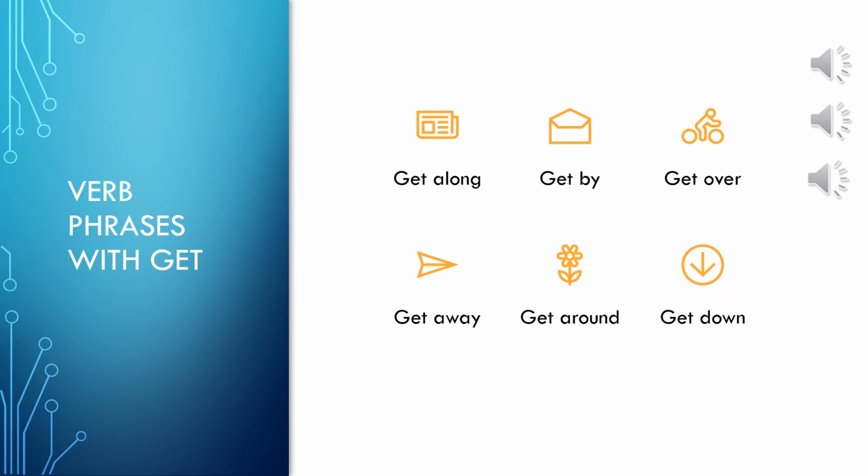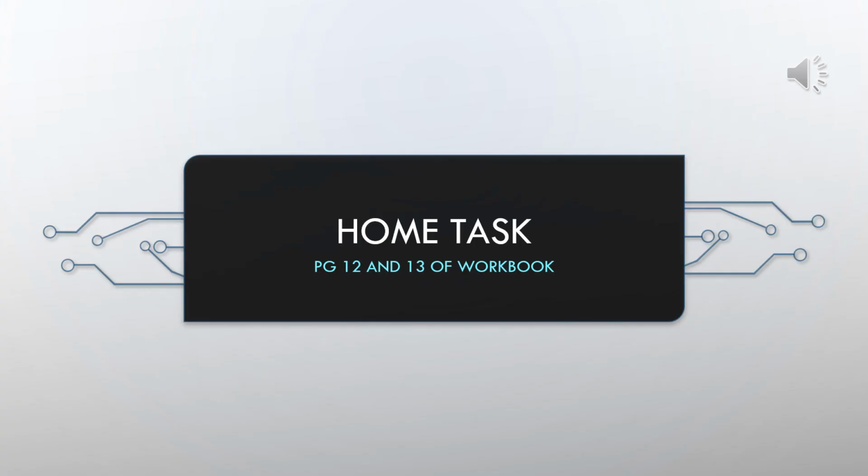Last one is get down. Get down is again a phrasal verb, and it means to move your body to a lower position, right? So my little brother climbed on the fence in our yard, so I told him to get down. I'm sure you have understood the meanings of these words and how to use these words in the form of sentences.